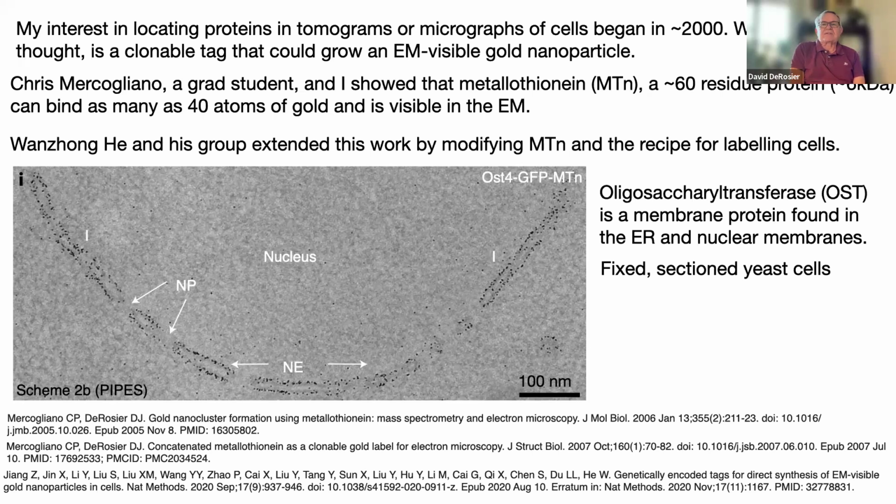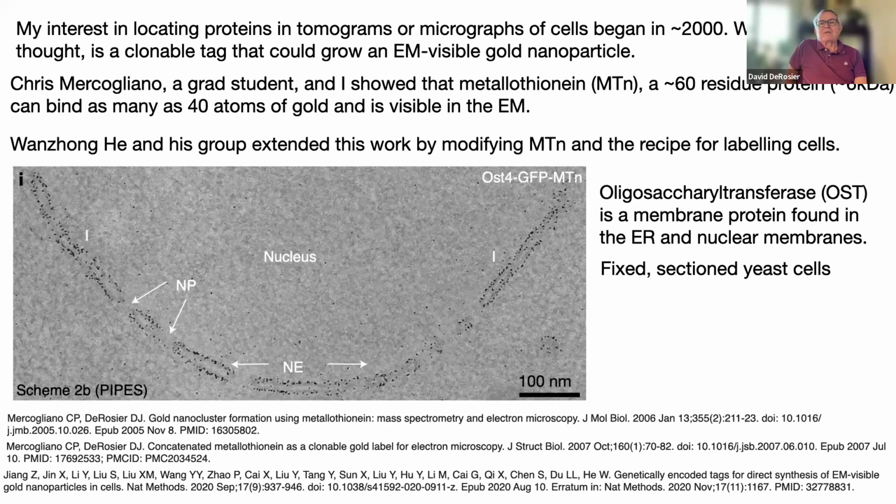Now, he did this in fixed, sectioned cells. And here's an example of oligosaccharyl transferase, which is a membrane protein found in the ER and in nuclear membranes. Each dot there is one molecule of OST with metallothionein, and he also put on GFP so he could see that the protein was expressed properly. You can see the degree of labeling is quite heavy, and the background is only a couple of percent. There are a few dots around there, a few percent.